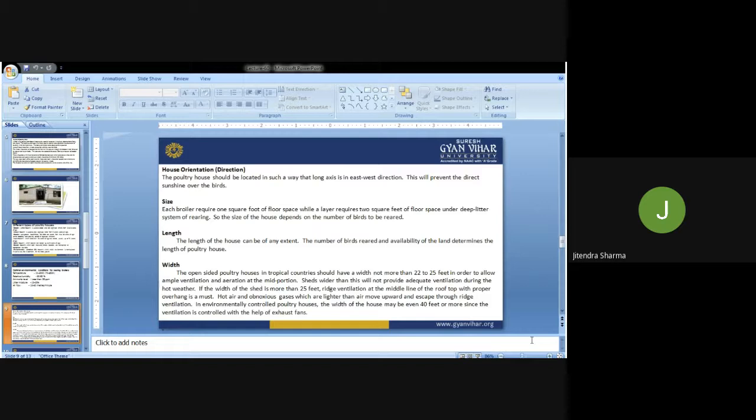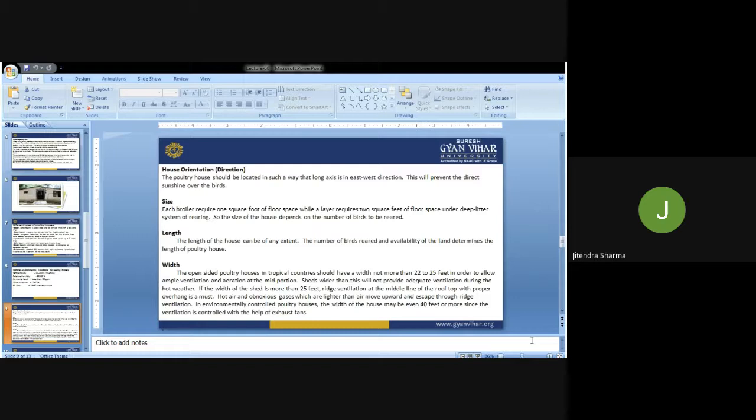Hot air and oxygen gases, which are lighter than air, move upward and escape through the rigid ventilation. In environmentally controlled poultry houses, the width of the house may be even 40 feet or more, since the ventilation is controlled with the gas. If we are controlling the ventilation, then it's okay.